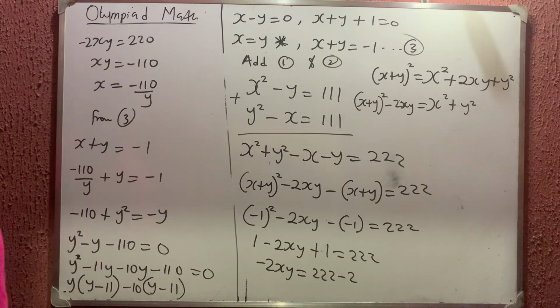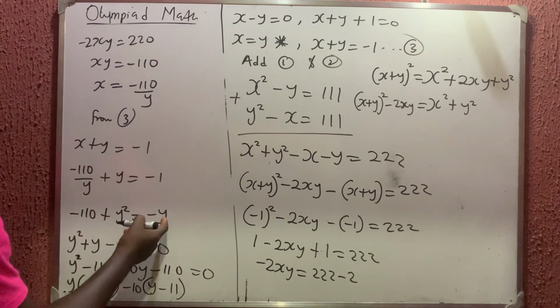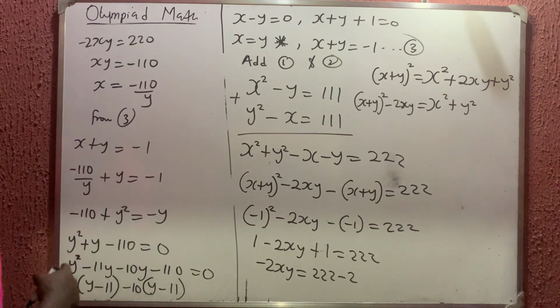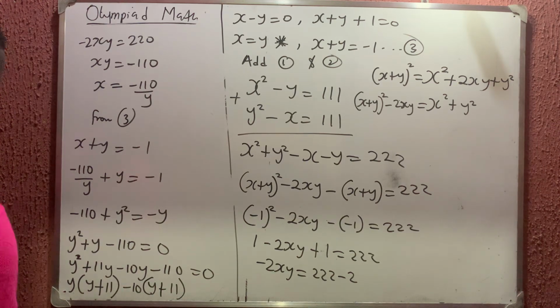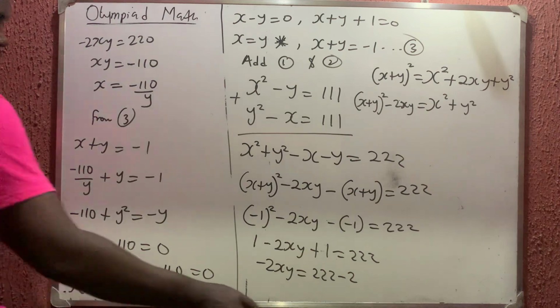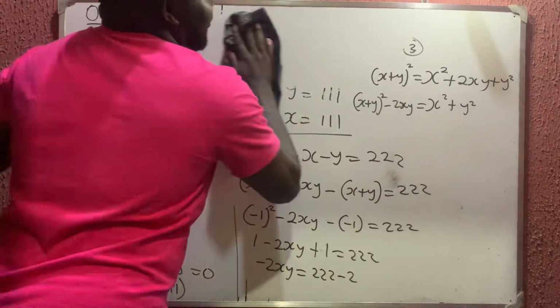Is there any problem somewhere? This one coming here was positive, so this is positive. This one coming here is positive, so here should be positive. This time this is giving us this, and this time this is giving us this, so there is no problem.